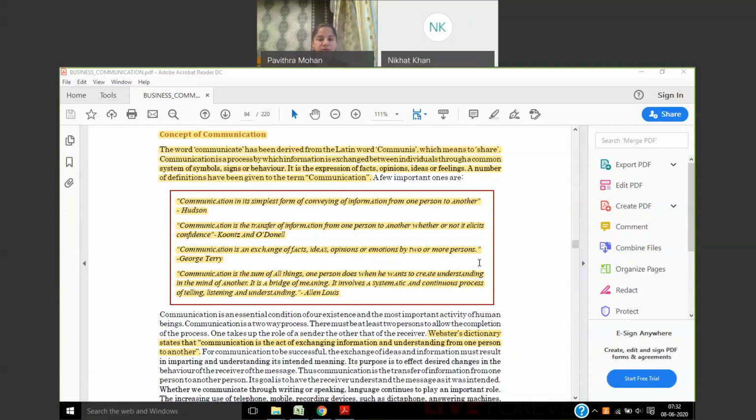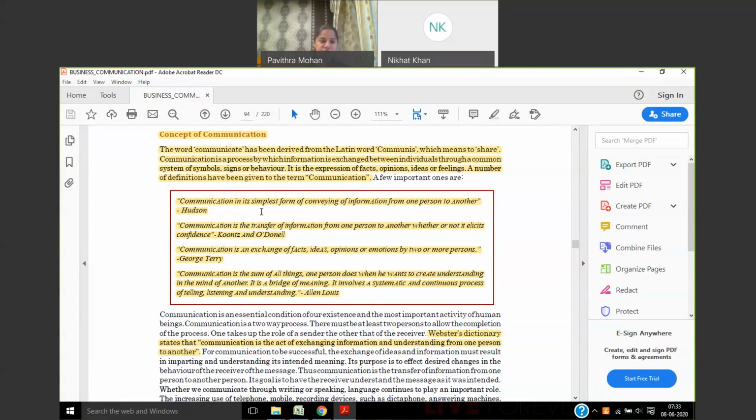After this we also go through certain definitions given by certain people. Communication in its simplest form is the conveying of information from one person to another. That was given by Hudson. So the simplest way of exchanging information, or telling another person the information I have, is called communication.